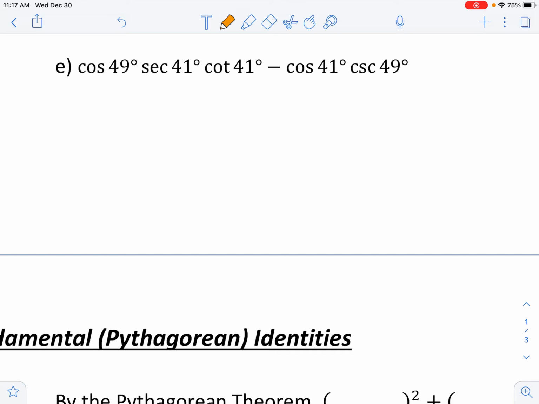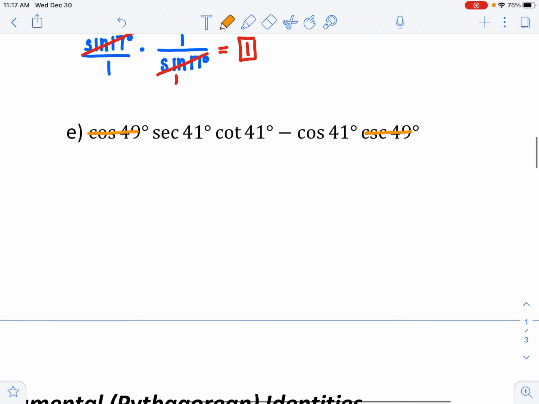So what should I keep? I would keep 41 because there's more. So I'm going to get rid of all the 49. So what I like to do is lightly cross them off to know that they're not going to stay and I need to change them. So I need to change this to 41 degrees and I need to change this to 41 degrees. So I need to change it to their complements. The complement of cosine is sine. The complement of cosecant is secant. And notice I'm not saying reciprocal, I'm saying complement. So make sure you don't confuse reciprocal and complement.